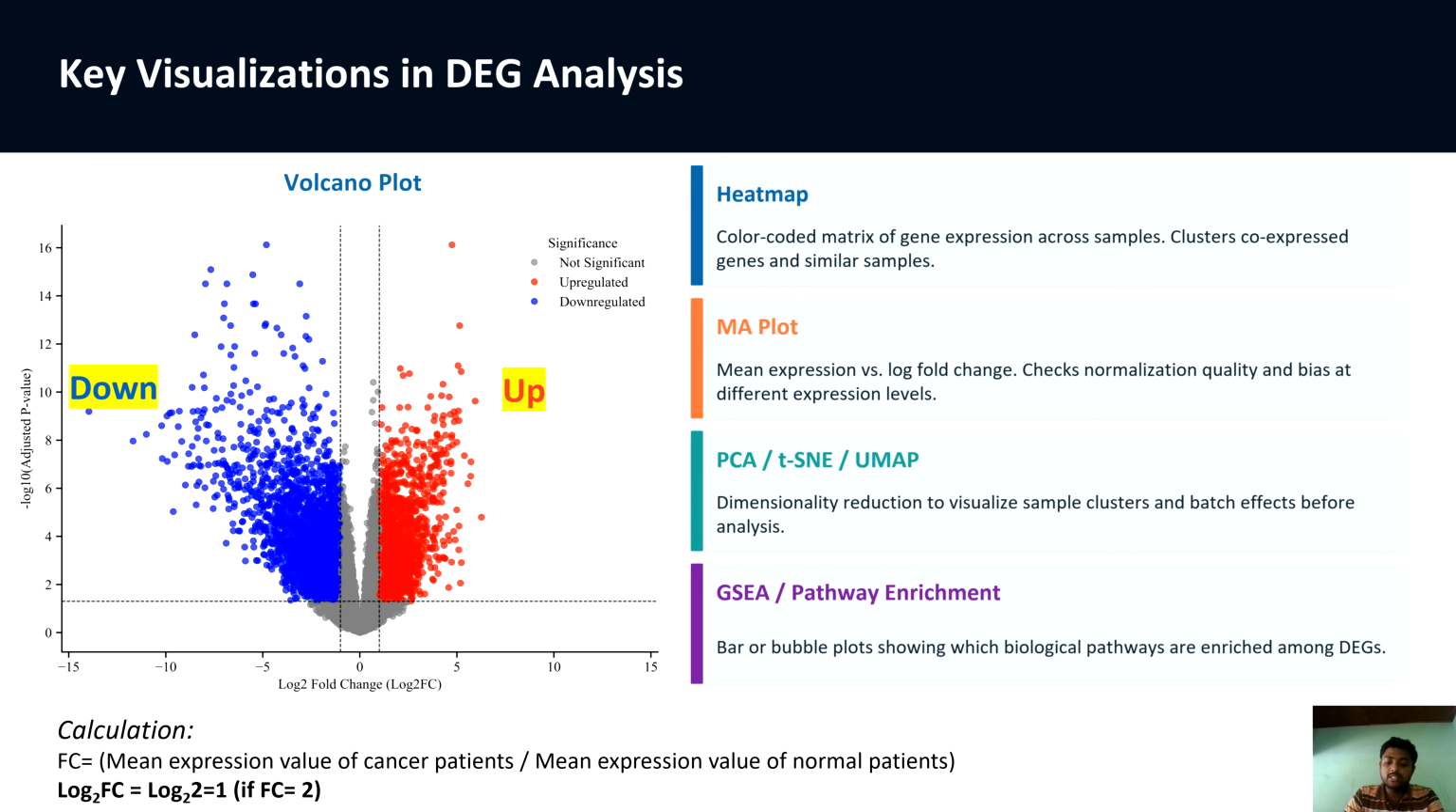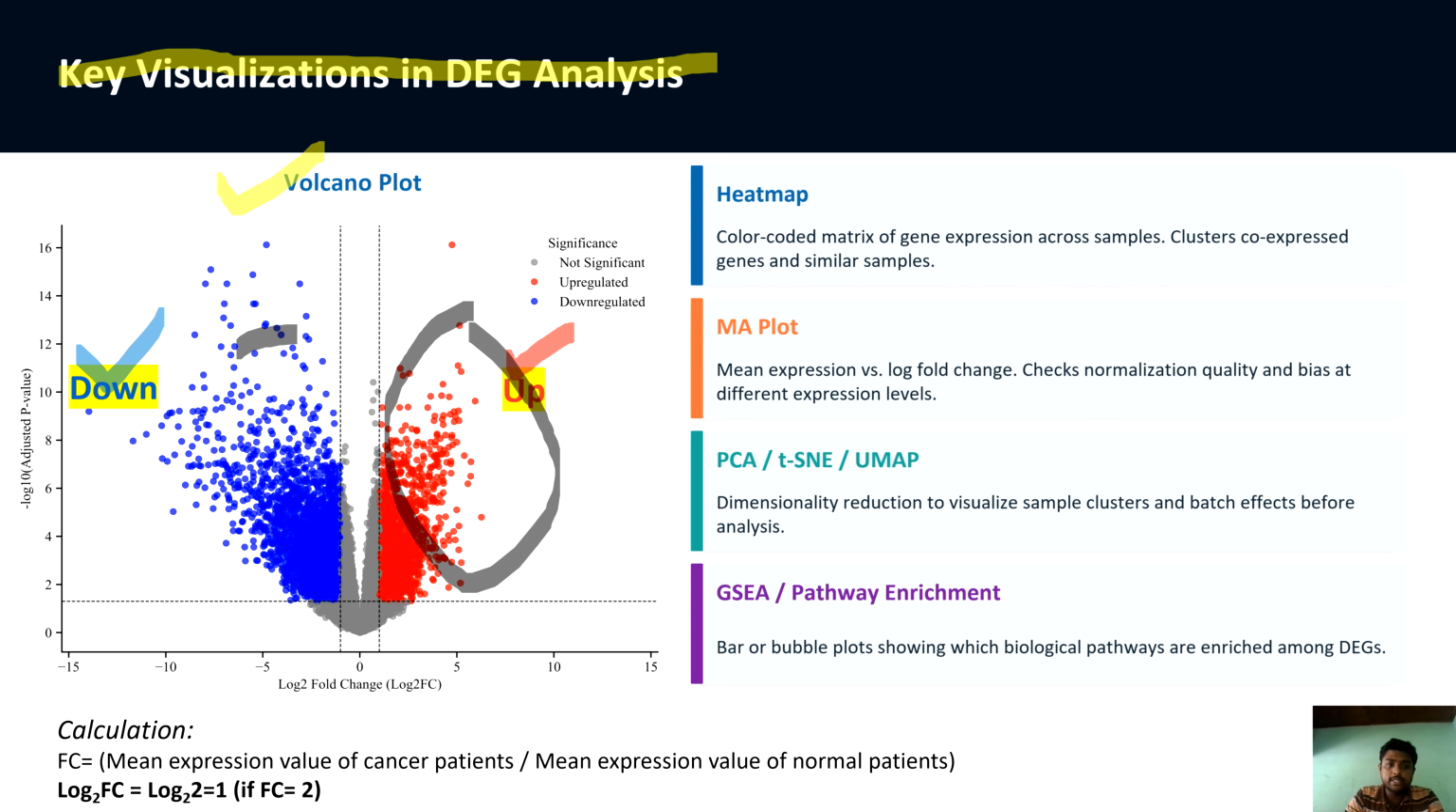After the steps I told you, in case of key visualization in DEGs, we will see this type of volcano plot, where the downregulated genes are in blue color and the upregulated genes are in red color. The red genes are the upregulated genes, the downregulated genes are in blue, and in between are the insignificant genes, the gray colored genes.